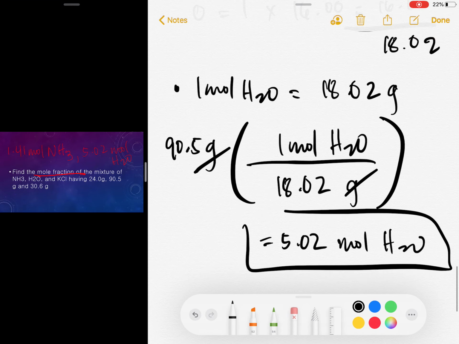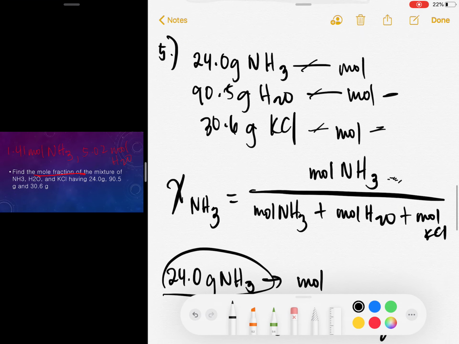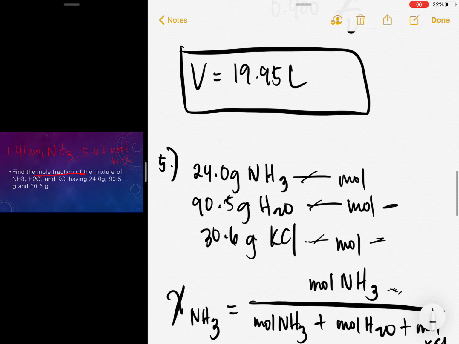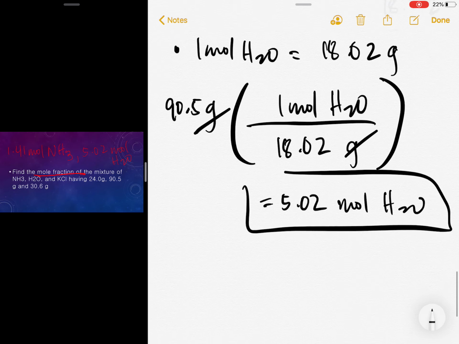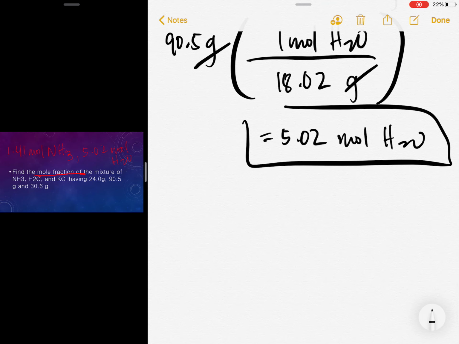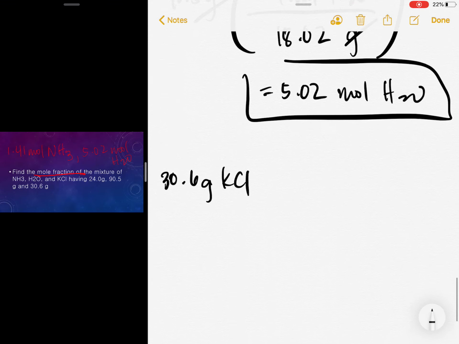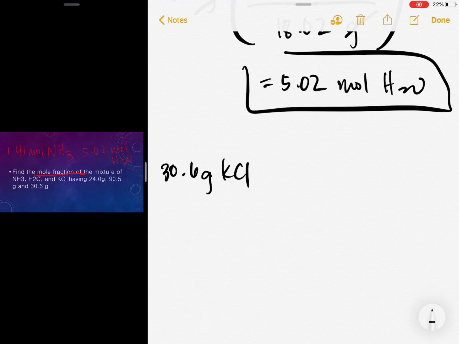Tapos na ba? Hindi pa. Kasi may isa pa tayong dapat ma-convert. Si potassium chloride. Kasi component din siya eh. So, 30.6 grams of potassium chloride. Get the molecular mass of potassium chloride. So, enumerate the elements. Ilan ang atoms? Tig-isa sila. Times the atomic weights, 39.10, 35.45.